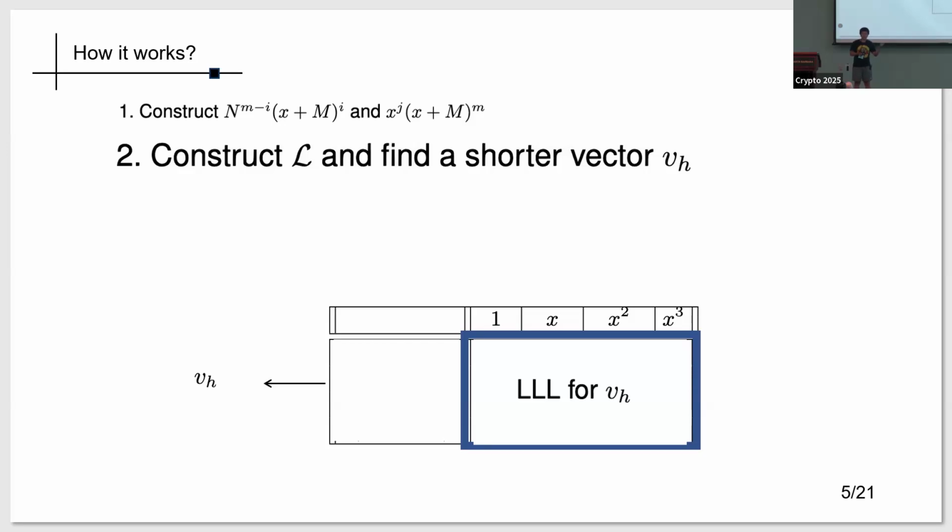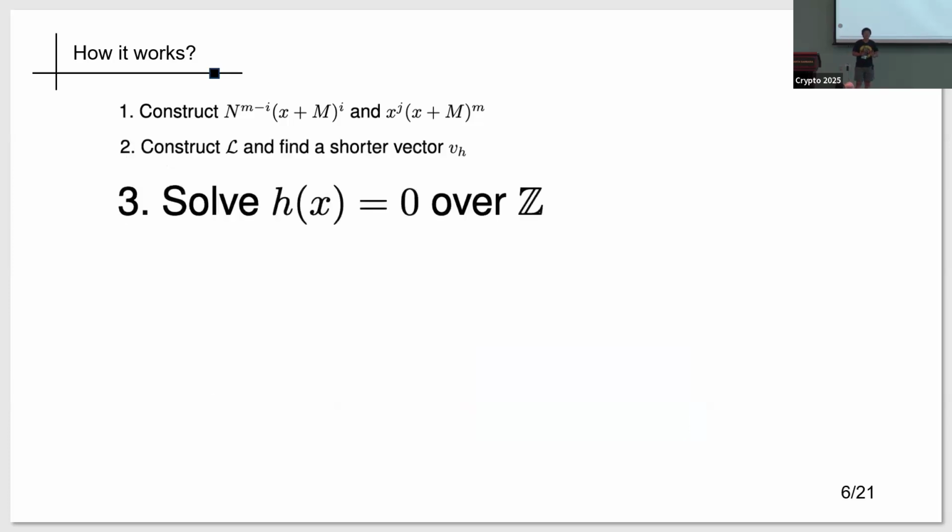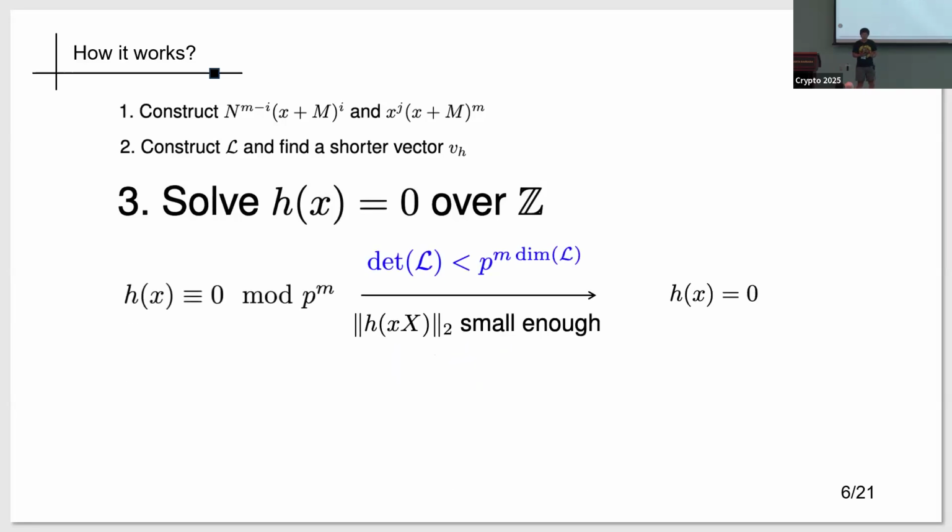From v_h, we can compute a related polynomial h. Each row is a polynomial which is equal to 0 when modulo p to the m, so h(x) is also equal to 0 modulo p to the m. Now h has a small norm: when the norm of h is less than p to the m, h should be 0 over Z. This is what we call the successful condition of the Coppersmith method: the determinant of L should be less than p to the m times the dimension of L.